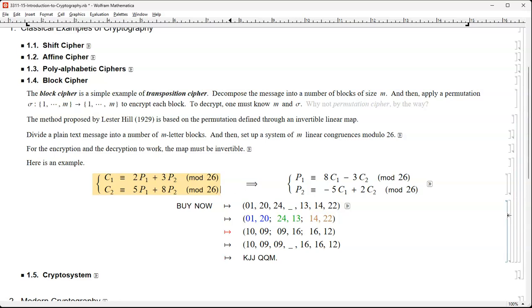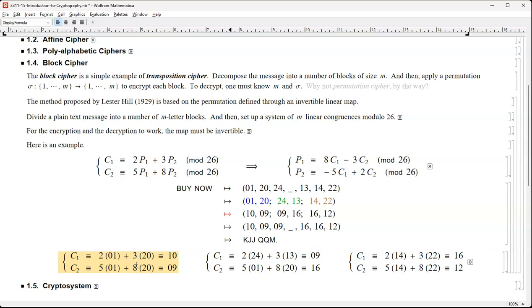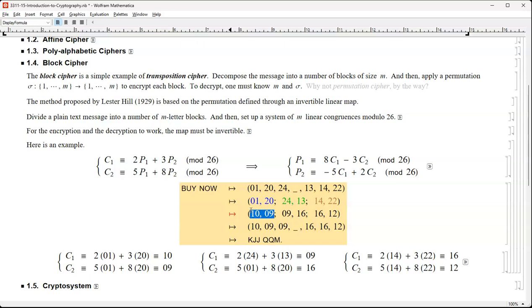How does it work? Let me show you. C1 is 2 times P1 plus 3 times P2. So P1 is 1 and P2 is 20. Put those in, we get 10. And then likewise, 5 P1 plus 8 P2. Calculate, we get 0.9, and that's the result.